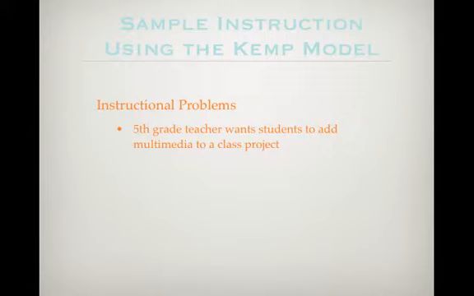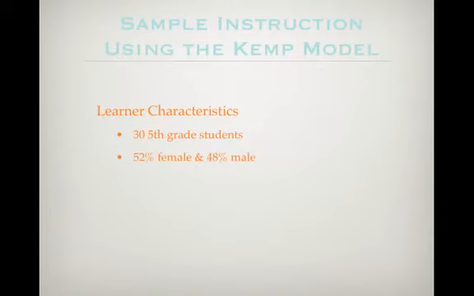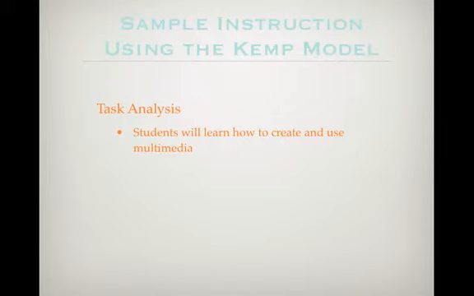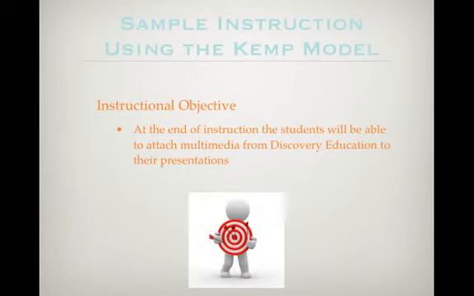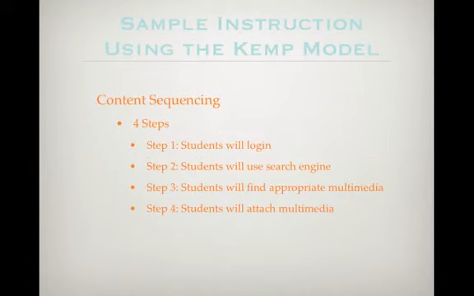This is the sample instruction using the Kemp model. The instructional problems phase includes the objective, which is the fifth grade teacher wants the students to add multimedia to a class project. The learner characteristics are 30 fifth grade students, 52% of them are female and 48% of them are male. The task analysis identifies that the students will learn how to create and use multimedia. The instructional objective for this instruction is that the students will be able to attach multimedia from the Discovery Education website to their presentations. The content will be sequenced in the following 4 steps.